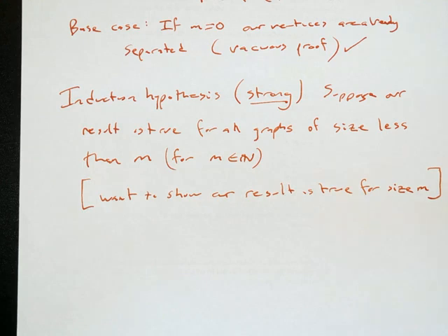I want to show the next possible case. I've shown everything up to but not including M. That's my assumption. Let's see if I can show M. I need non-adjacent vertices, and I need a separating set.